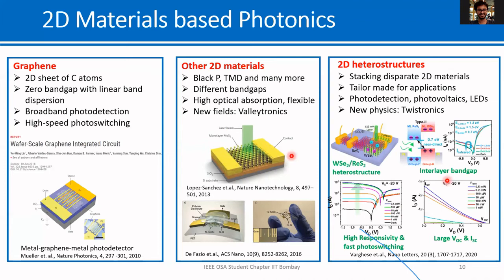The band gap of both the constituent materials is above 1 eV, and the interlayer band gap is around 0.7 eV, which enables the detection of light in the infrared region. Along with that, these devices have shown high responsivity and fast photo switching, which are used for photo detection applications. And they are also energy sources in the photovoltaic sense with large open circuit voltage and short circuit current. So these devices are custom made to fulfill certain applications.